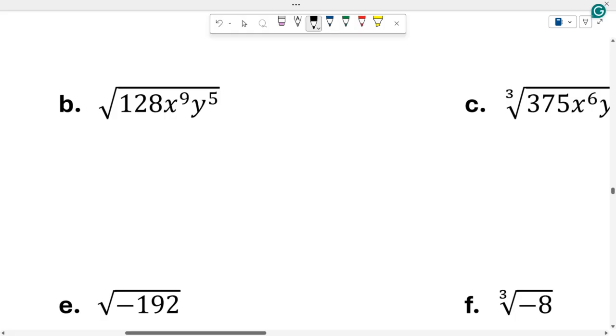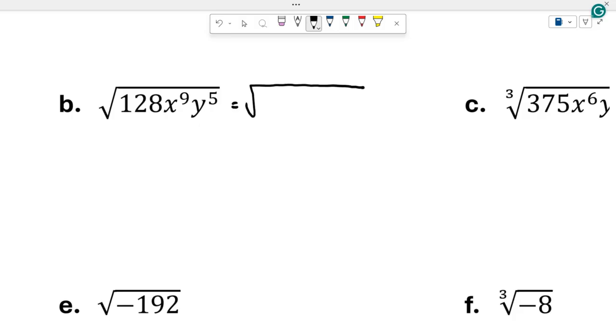B is similar to A, except it's a larger number, and I've got some unknowns. My first step, however, is not going to change. My first step is to ask, what is the largest square number that goes into 128? You should have a calculator, and a calculator may help you here if you struggle to do this in your head. 4 does go into 128. So 4 is a square number that goes into 128, but you should keep going just to see, is there a larger square number that goes into 128?